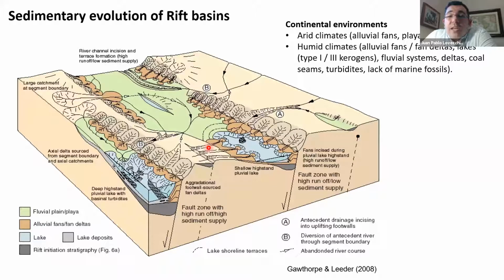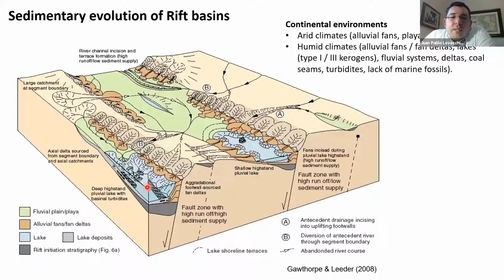If it rains enough and it's not evaporated enough, and we can preserve some water bodies like lakes, we have lakes. We can have deltas. If we have deltas, we can have coal seams in the deltas. The deltas supply sediment towards the lake, and this can produce turbidites that can reach the deep water part of the lake.